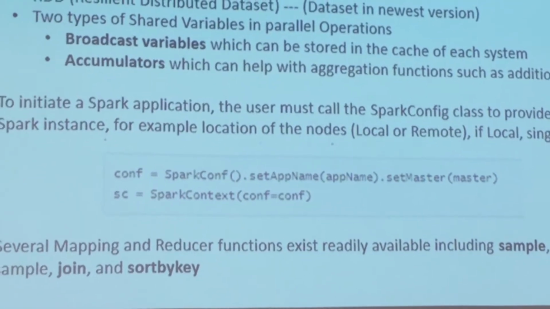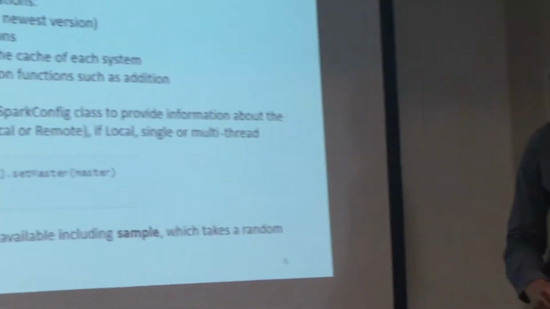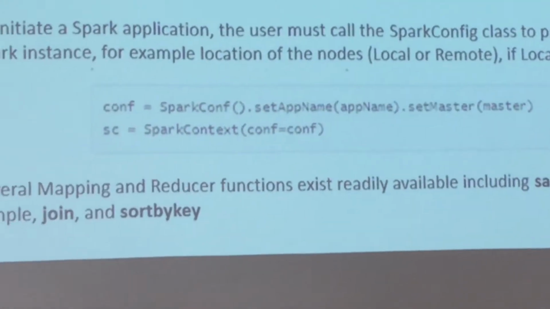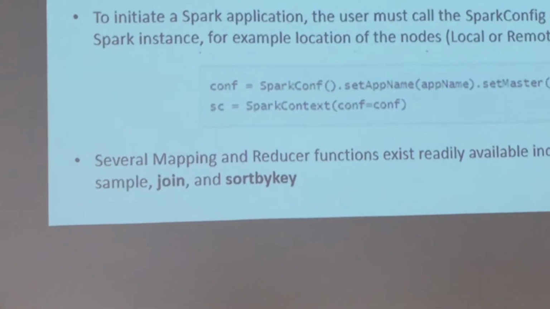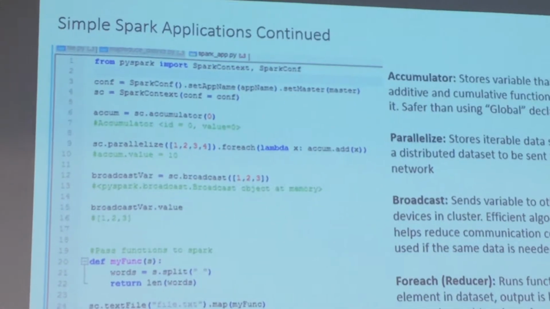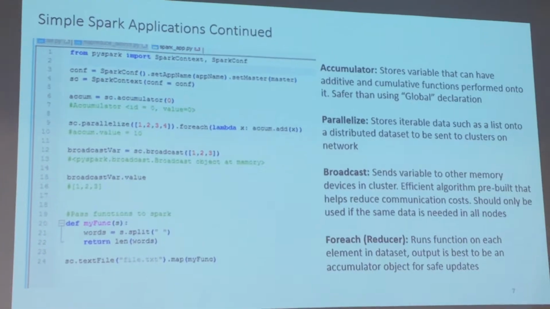In the Spark package, there are also many other functions that you can use. There are many pre-built functions. For example, you could do a random sample of your data set. You could join data sets together. You could sort by keys. So there is a nice variety of pre-built functions in there. And here we're just going to show you a sample of a few.